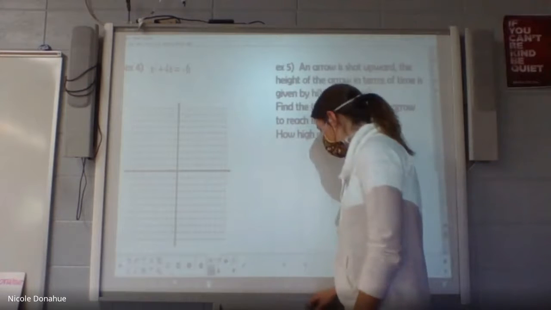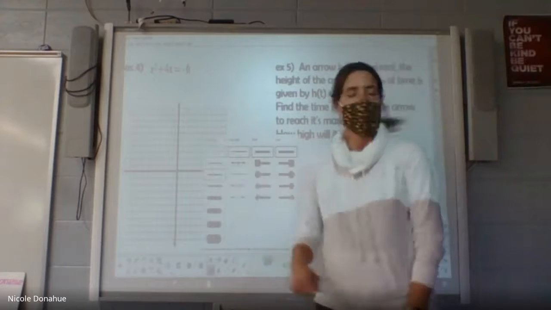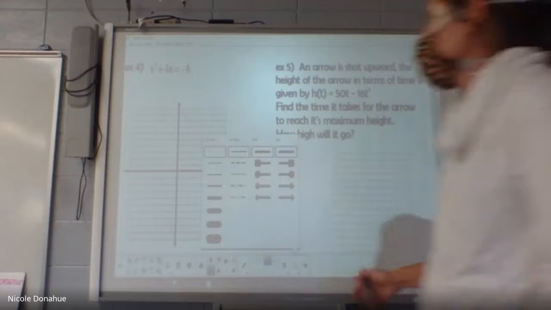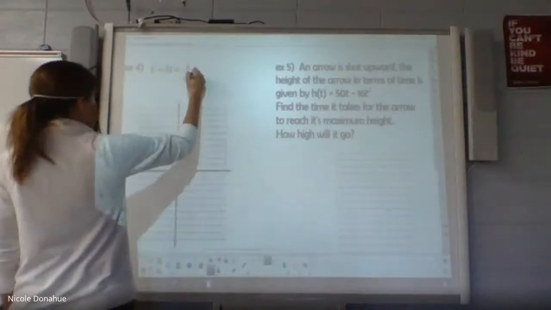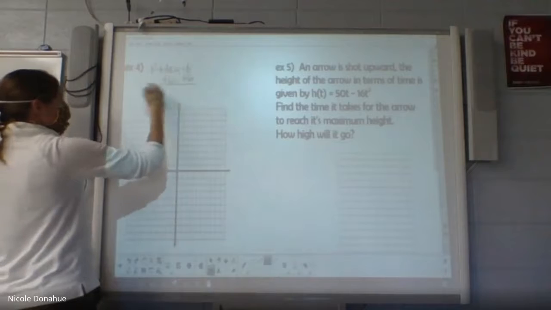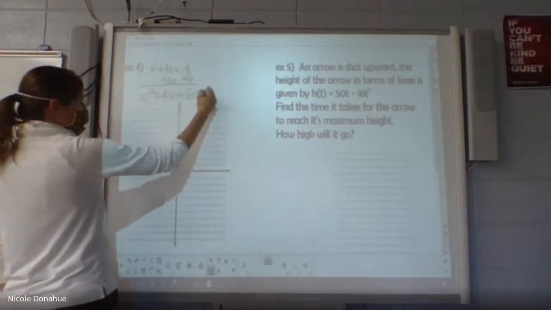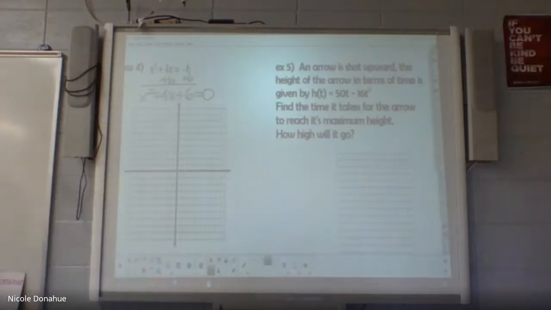Okay, so what's the issue with example 4? Do you guys see it? There's not a zero. There's no 0. It doesn't equal 0. So what do we have to do to make it equal 0? Add 6. I thought you said 0 is a flat line. No, if the A is 0, it's a flat line, not if it equals 0. So now we have our C.